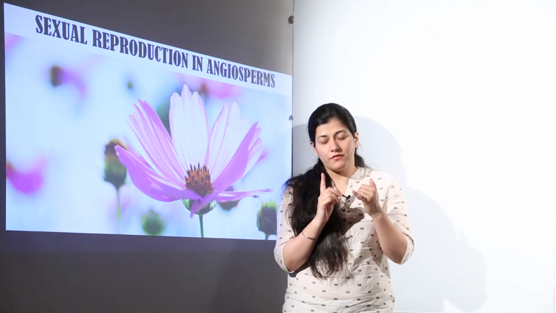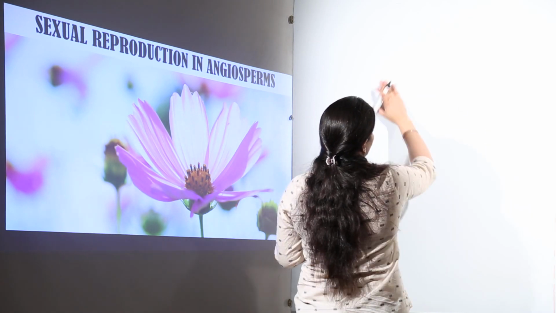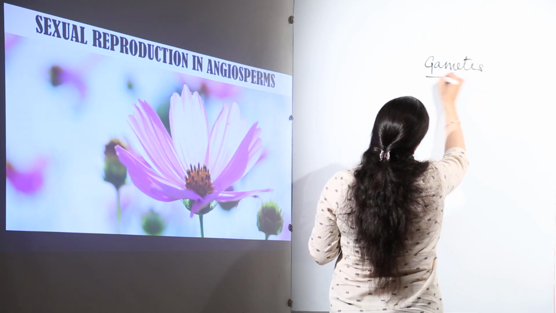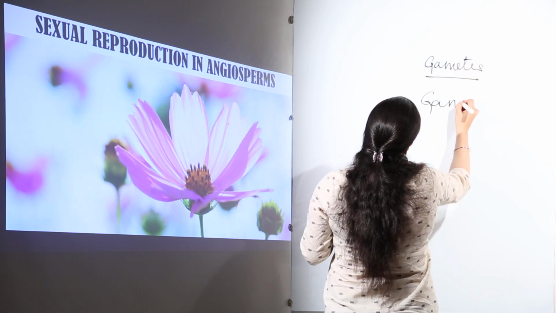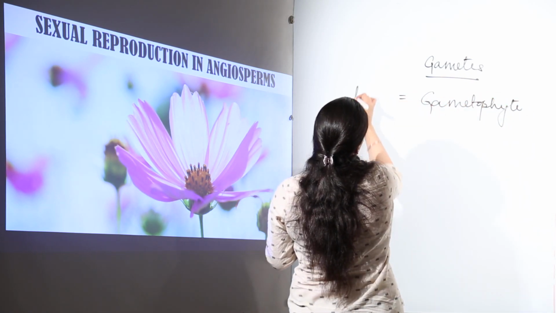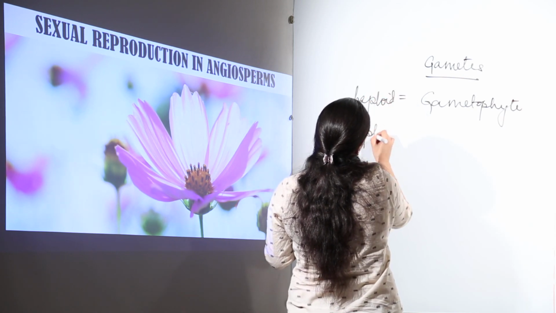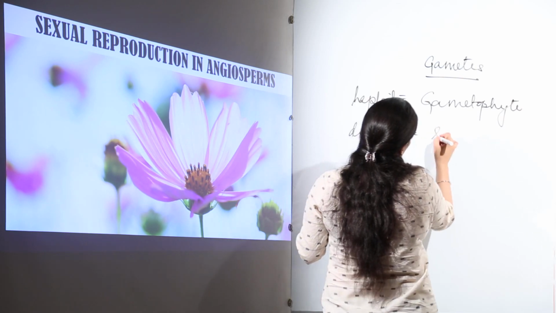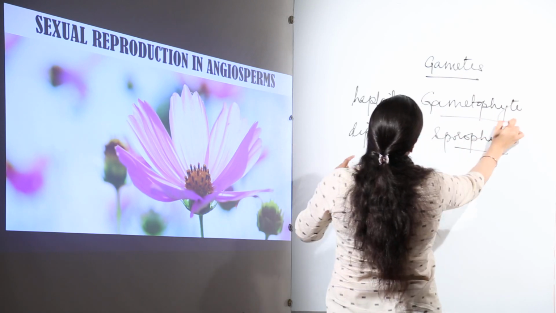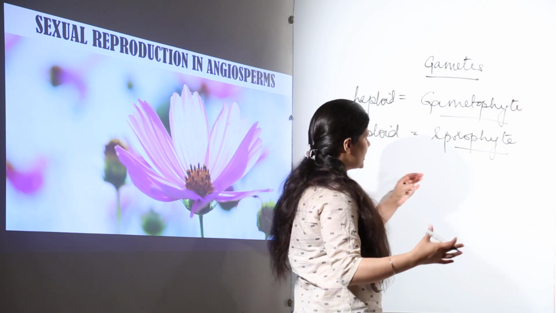Now when we talk about sexual reproduction, I would ask you to recall what we have studied: there has to be formation of gametes inside that zone of the plant which is known as the gametophyte. It is haploid, while the diploid part is the sporophyte. The flower could be bisexual or it could be unisexual. It depends what type of flower it is.